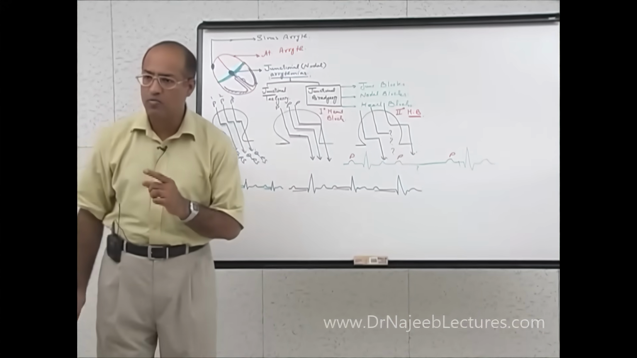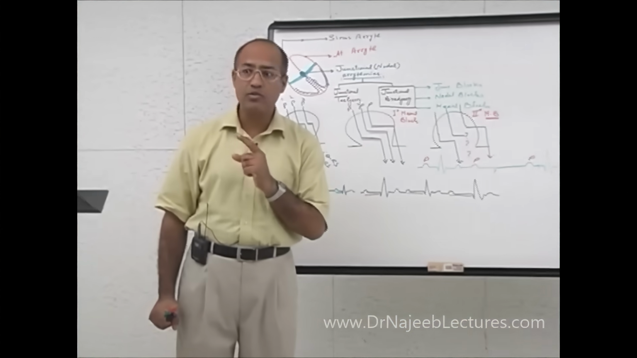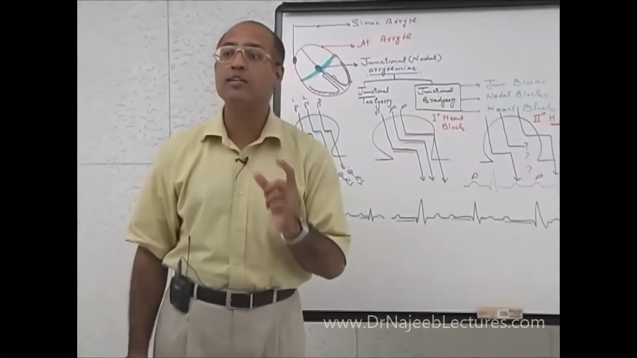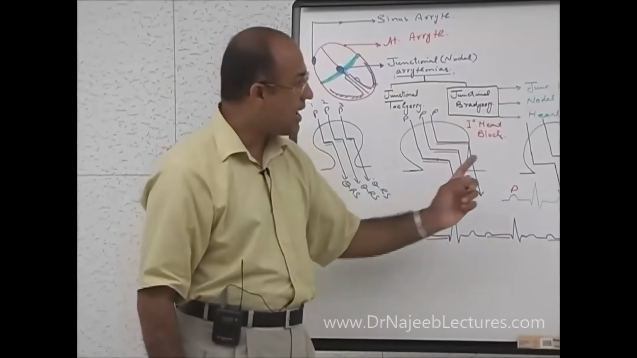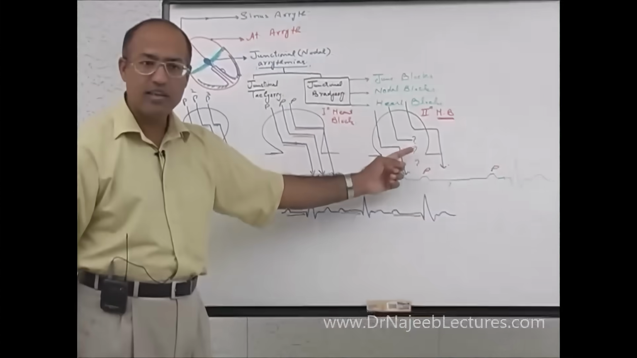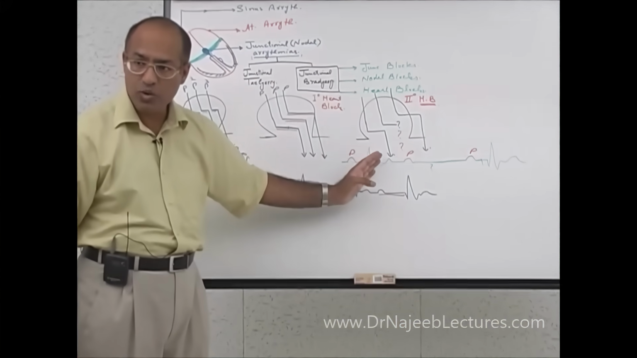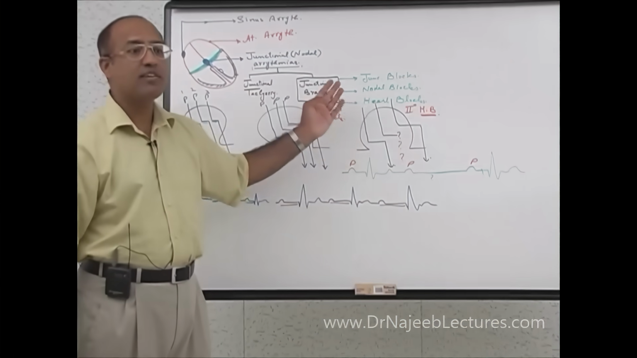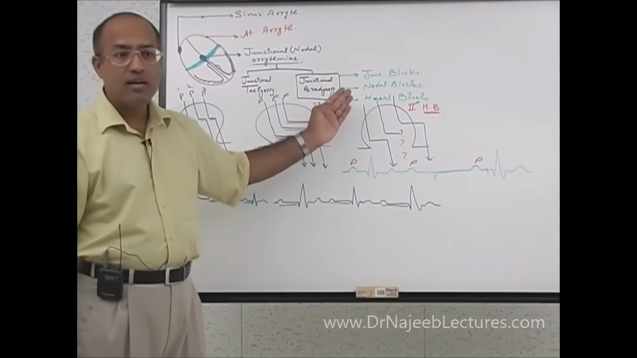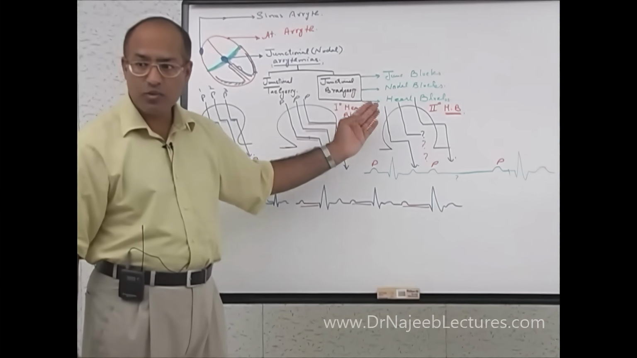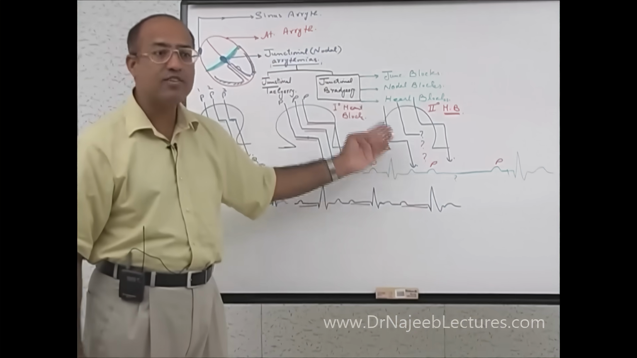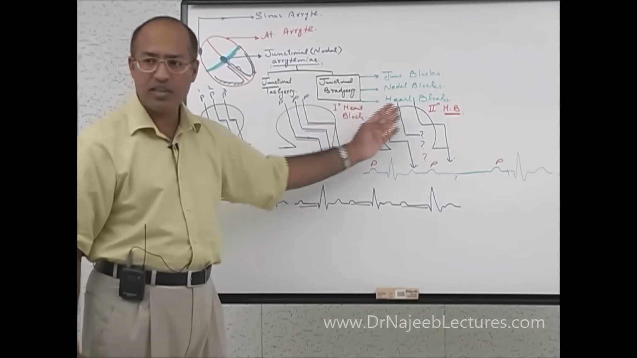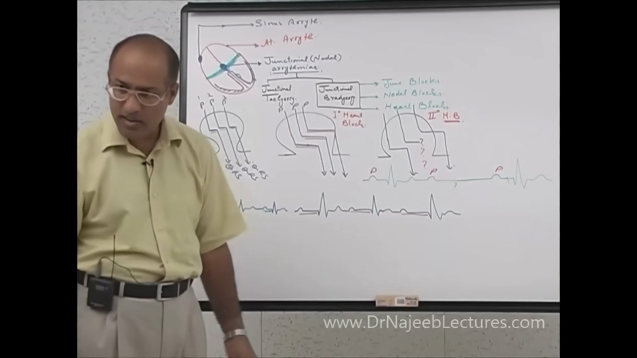So what is the difference between first degree and second degree heart block? In first degree heart block, every P is followed by QRS but with undue delay. And in second degree, some of the P waves are followed by QRS and some P waves are not followed by QRS. It means some atrial depolarizations are successfully transmitted to the ventricles and some of them are aborted within the AV node. Is that right?